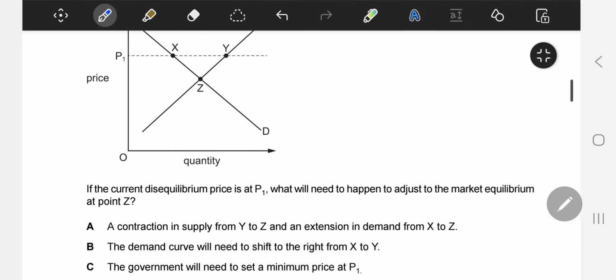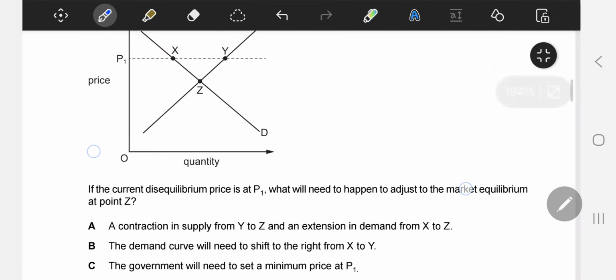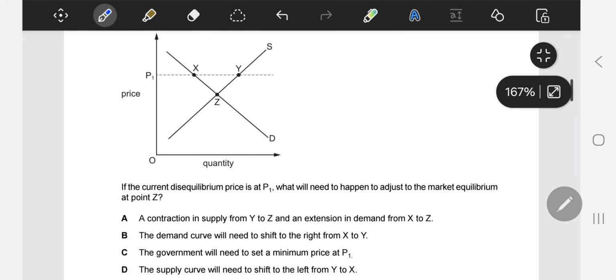Let's see the question. If the current disequilibrium price is at P1, I'm going to try to make this smaller so that we can see the question. If the current disequilibrium price is at P1, what will need to happen to adjust the market equilibrium at point Z? So there's a disequilibrium at that price, and we need to go back there. So what needs to happen here is that prices should need to go down.